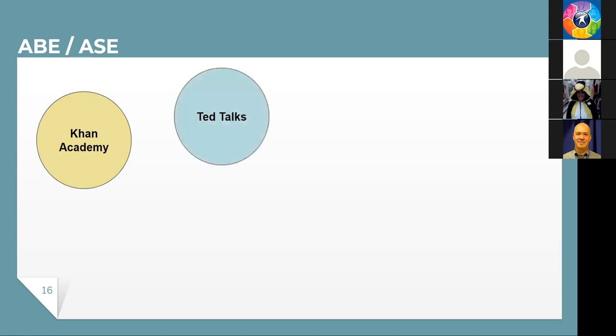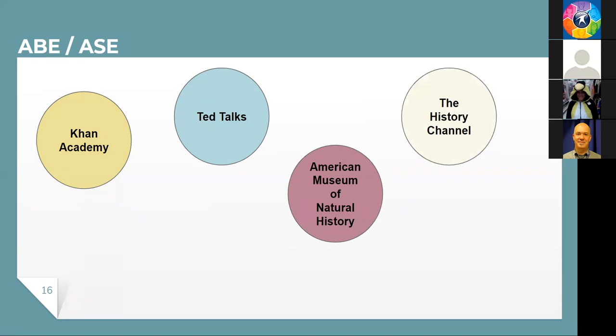You could use TED Talks. American Museum of Natural History. These are all channels on YouTube. And then, of course, TED Talks has its own website. The History Channel has great 3-minute videos. You want to keep your videos short. You don't want to inundate your students with videos that are over 10 minutes. Ideally, they should be between 5 and 10 minutes.